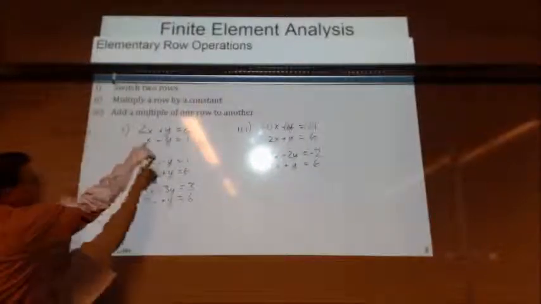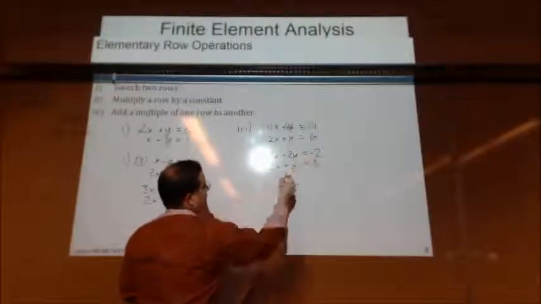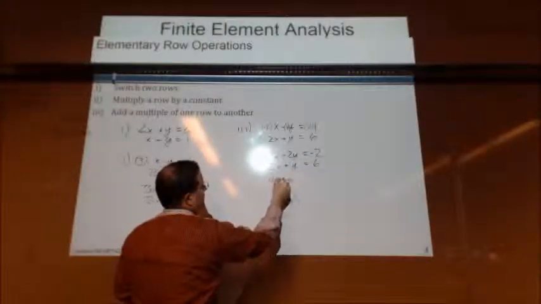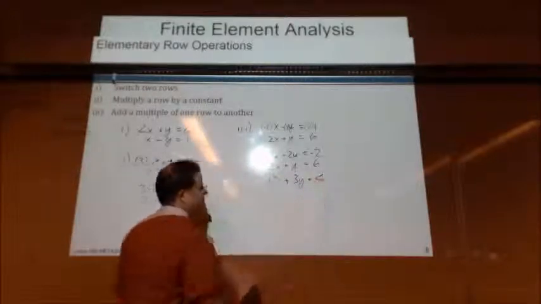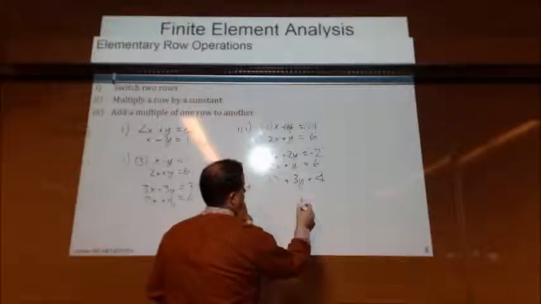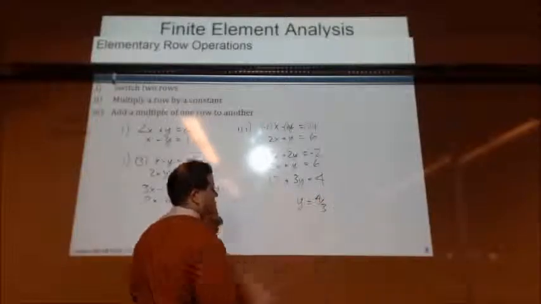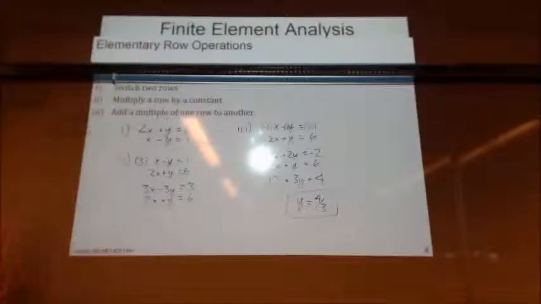Now we say add the multiple of one row to another. So we can now add these rows together. This is going to go to 0. This will be 3y, and that will be 4. Does that make sense? See how that works? So we can solve for y equals 4 thirds, right? And that was an earlier solution that we had when we were doing substitution. Okay.